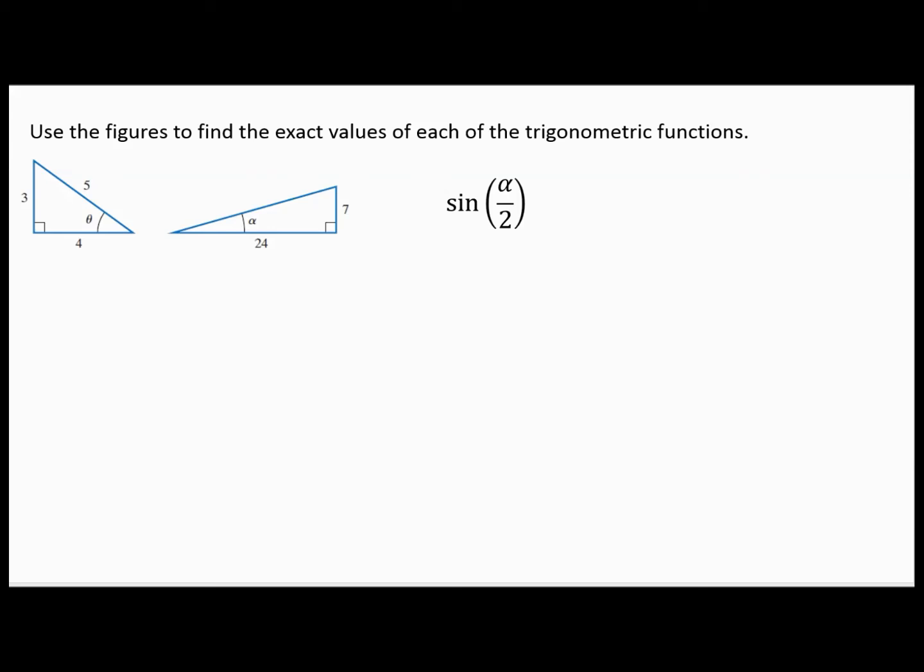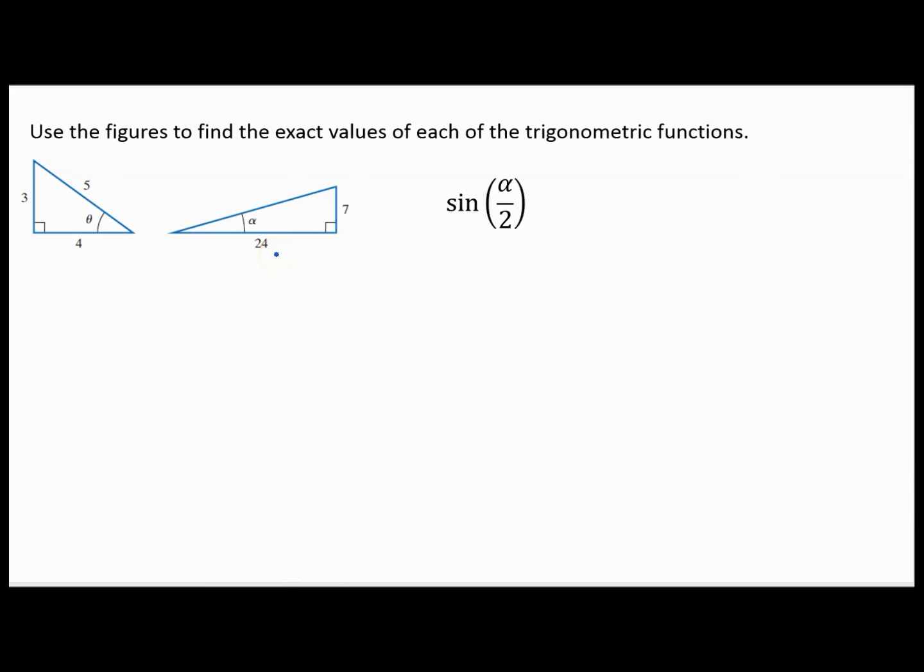Since we're to use the figures to find the exact value of the trigonometric function, notice there's only one function given, the sine of alpha over 2. So that means we're going to need to use the figure that's got alpha in it. So this figure with theta, we don't need that for this particular problem. Probably the next problem we'll use it. But alpha is the guy that we need right here.